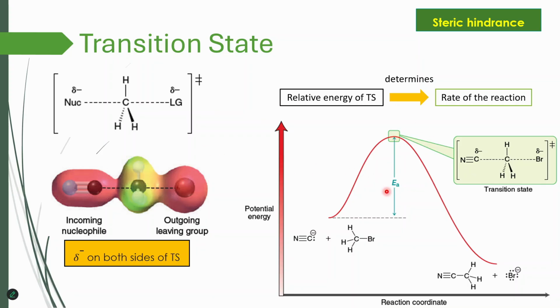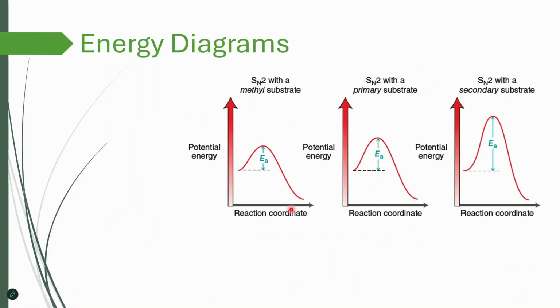So what we have to understand here is that if the transition state is high in energy, then the activation energy will be large and the rate will be slow. And if the transition state is low in energy, then the activation energy is going to be small and the rate will be fast. So here you see the comparison between different substrates: SN2 with a methyl substrate, primary and secondary. They haven't even included tertiary because tertiary alkyl halides do not undergo SN2 reaction.